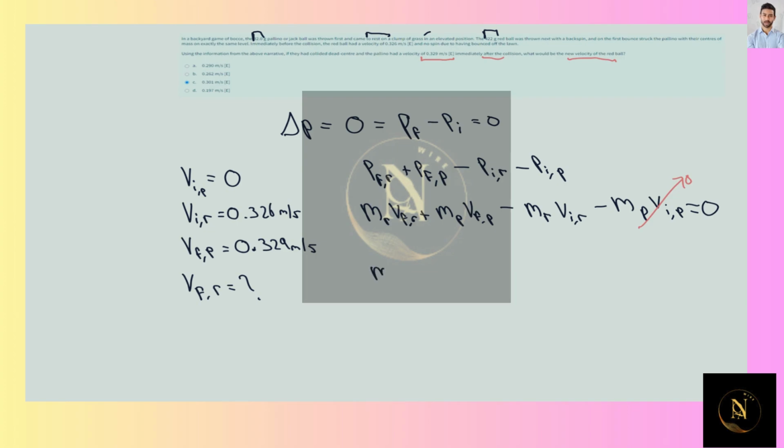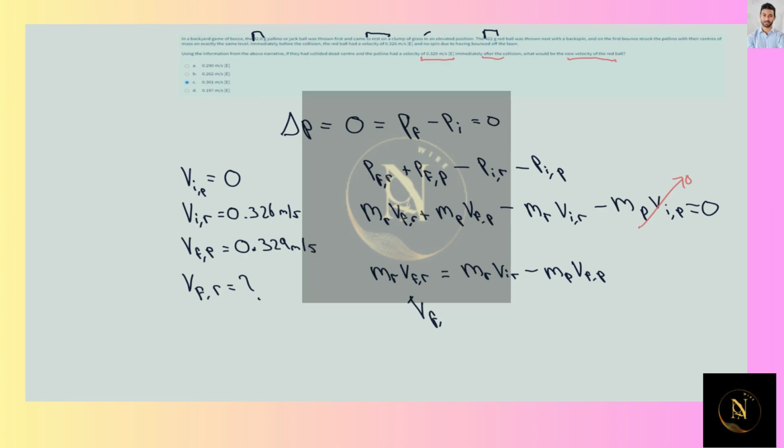Mass of red times the final velocity of the red ball is going to be equal to mass of red times initial velocity of red, minus mass of the palino ball times the final velocity of the palino ball. We don't need to transform the units of the masses because everything is in grams, so we can divide the results directly without having to worry about that.